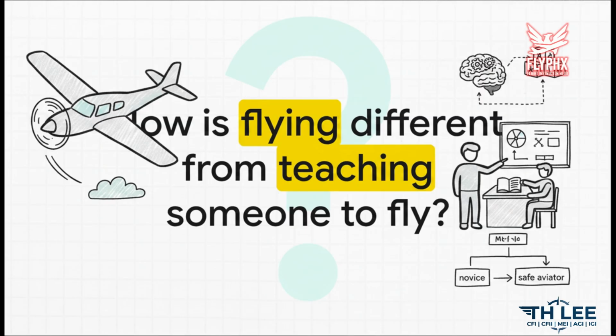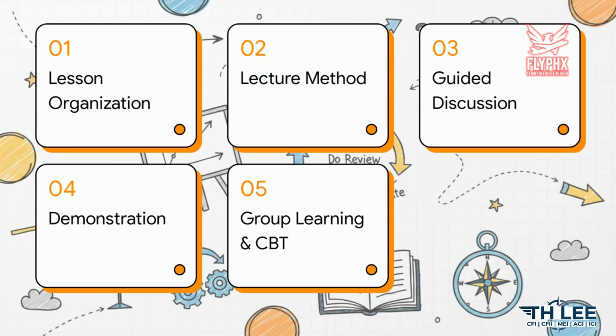It requires a specific structure, a good bit of psychology, and very specific delivery methods to ensure your student doesn't just memorize some facts to pass the test, but actually retains and applies those facts safely up in the air. You really need a highly structured approach if you want to transform a complete novice into a safe, competent aviator. Here's our roadmap for today. We'll be covering lesson organization, lecture methods, guided discussion, the demonstration performance method, and finally, group learning and computer-based training.